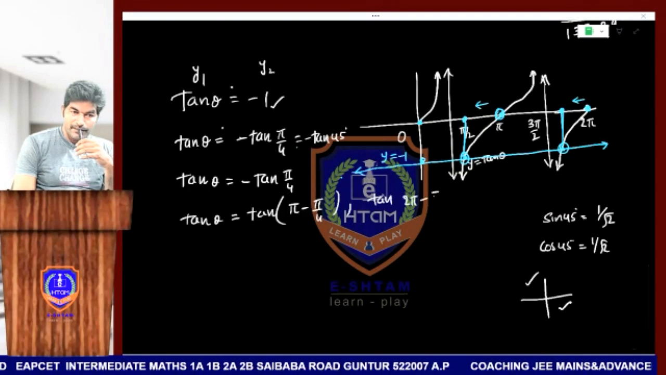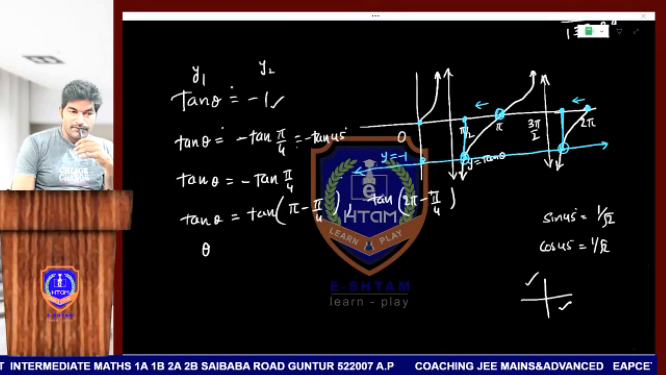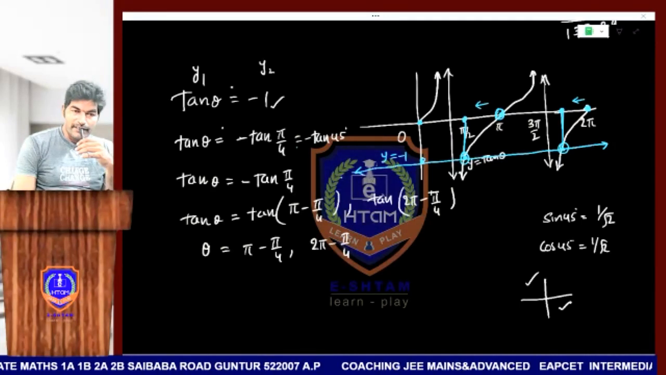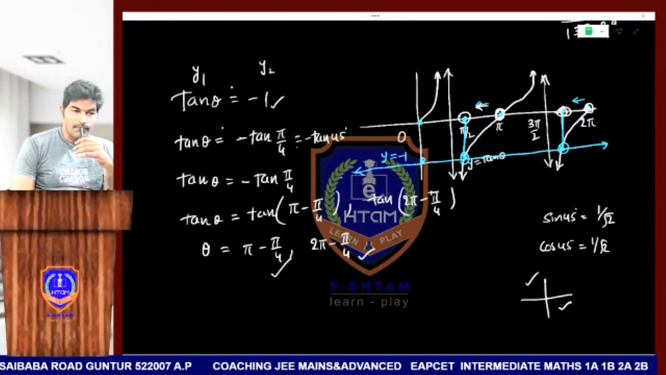So theta is how much here? For getting 1, you should write pi by 4. Understood? So therefore, theta will be pi minus pi by 4 as one value, and 2 pi minus pi by 4 as another value. You will get this representation here clearly. Look at this pi value, and it is below that value. So pi minus pi by 4 is the first value, and the second value is below 2 pi, so that's why it is 2 pi minus pi by 4. Understood?